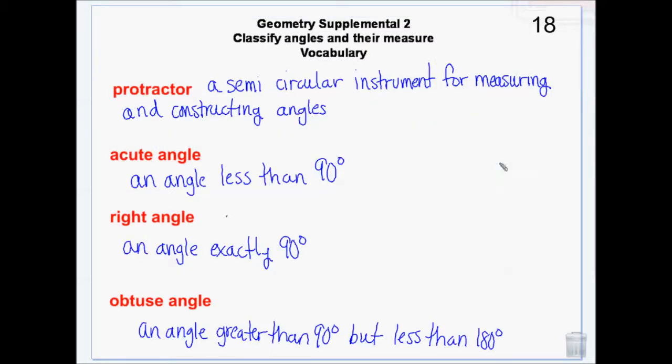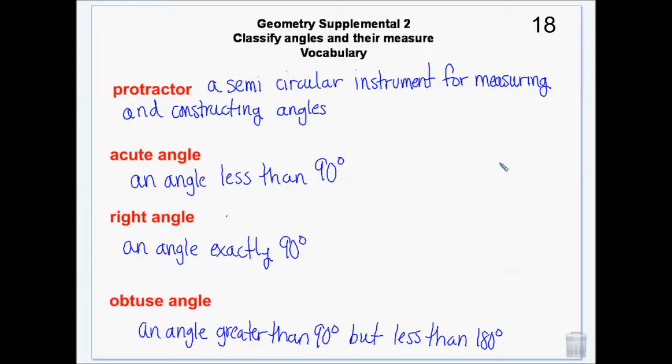Okay, a protractor. Semicircular instrument. Semicircle literally means half circle. So a half circular instrument, typically made out of plastic or metal, that is used for measuring and constructing angles.